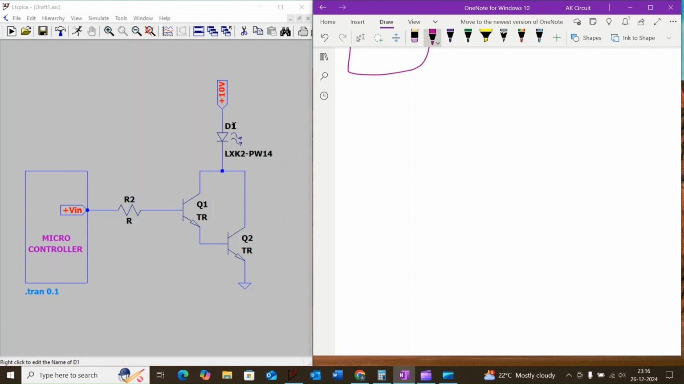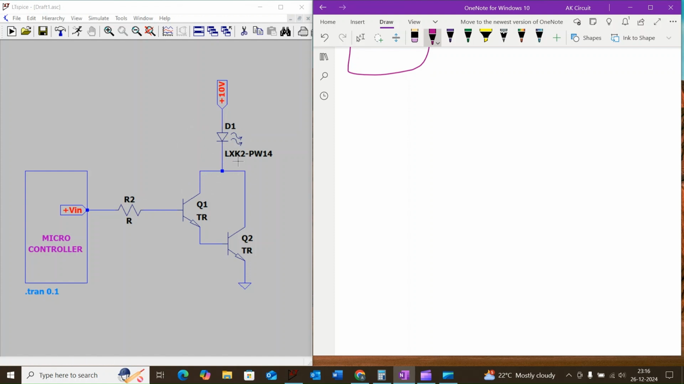What are the applications of this Darlington pair circuit? We can use this circuit for high current gain applications and high current switching applications, and by using the low current we can control the high current application. Let us discuss one by one.